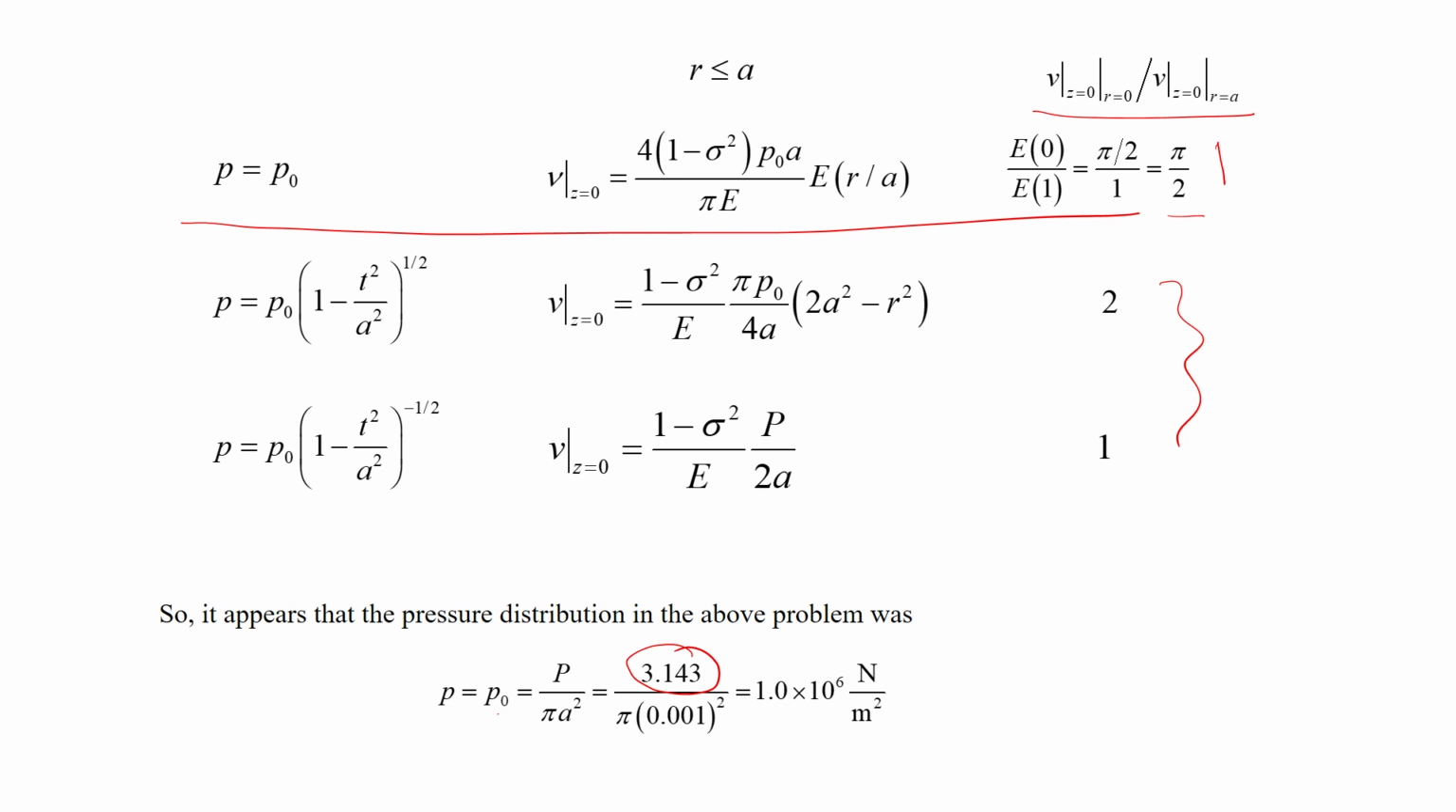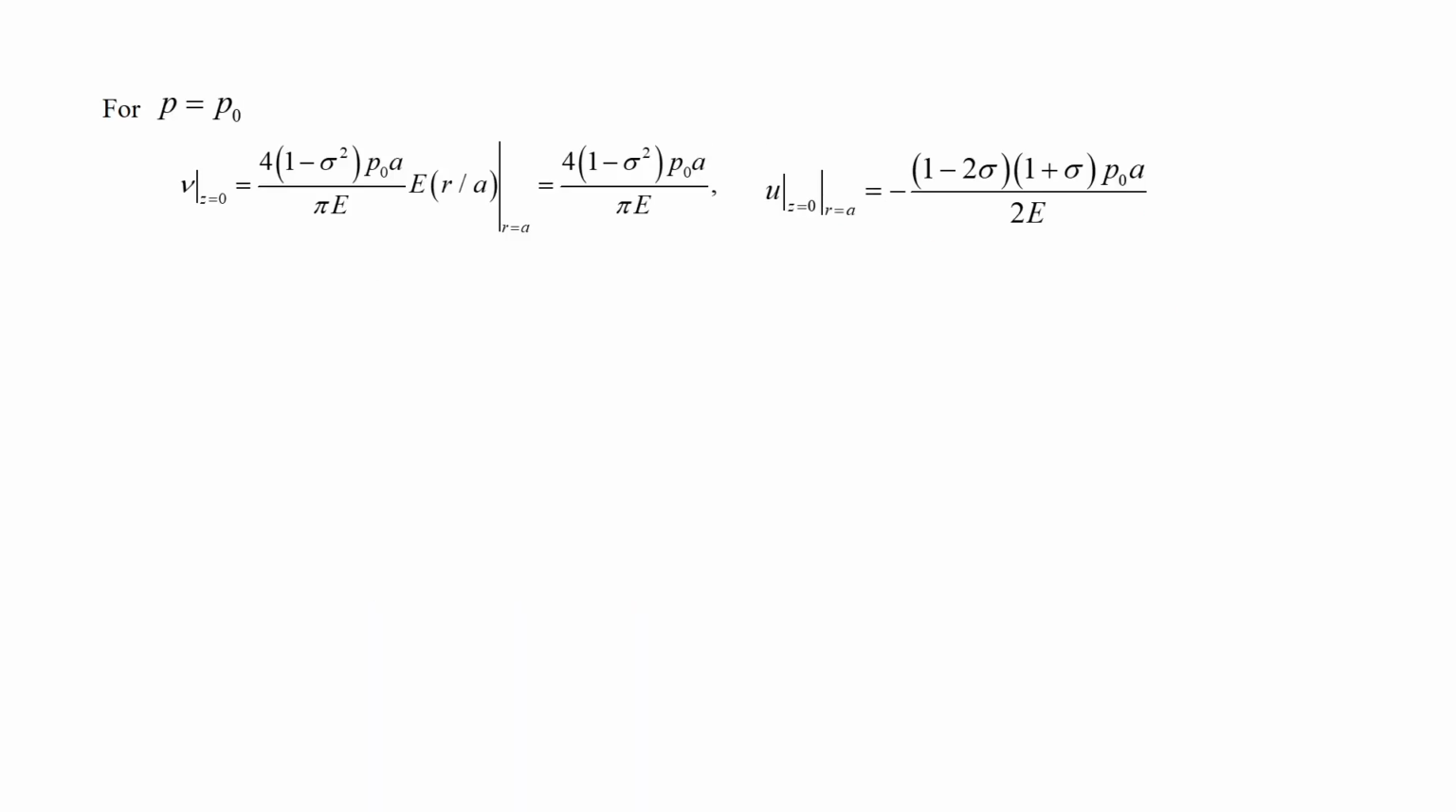Here, capital P is the total load. Therefore, P0 is P by pi a square, and if I write that for a value of a equal to 1 millimeter, this comes out to be about 1 into 10 to the power 6 Newton per meter square. Now, we need to find out the elastic modulus and also the Poisson ratio. That we can find out again using the data that have been given.